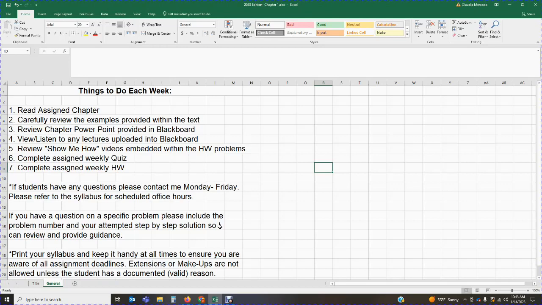Carefully review the examples provided within the text. I love this book because it only has 6 chapters of actual content. We cover most of those chapters, with the exception of Chapter 1. We cover all of Chapters 2 through 6, and we cover them for 2 weeks each. So we have more than enough time to practice these problems.